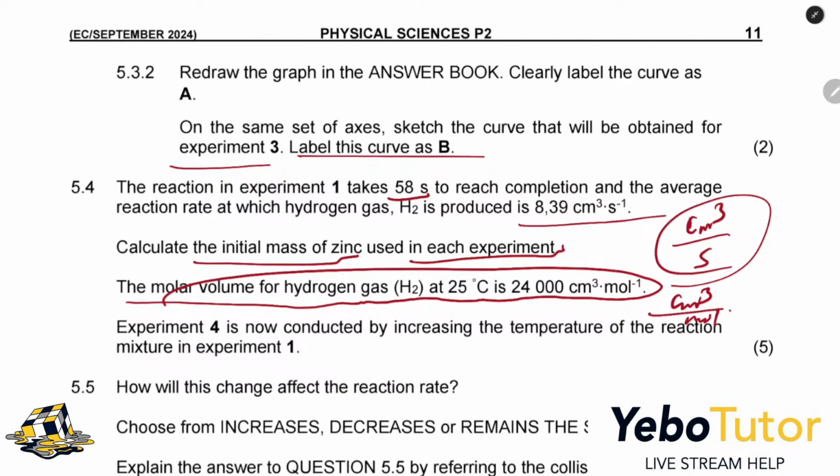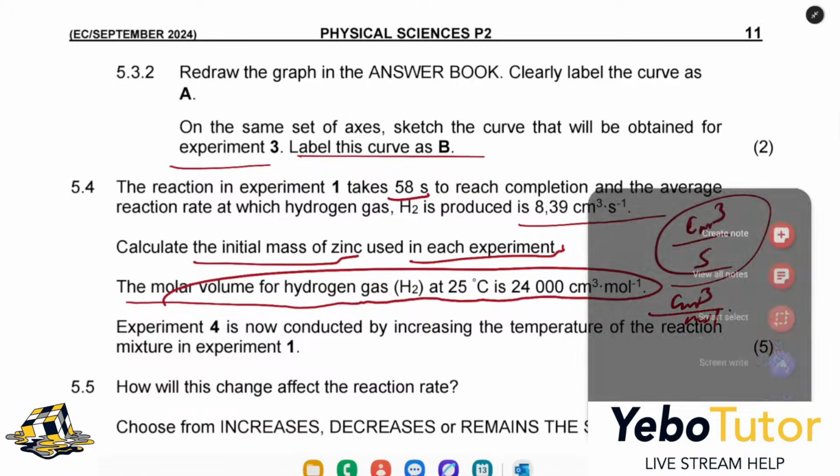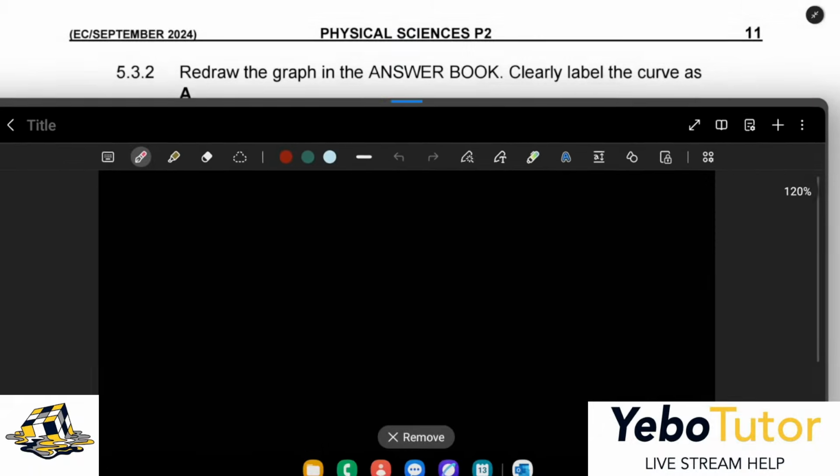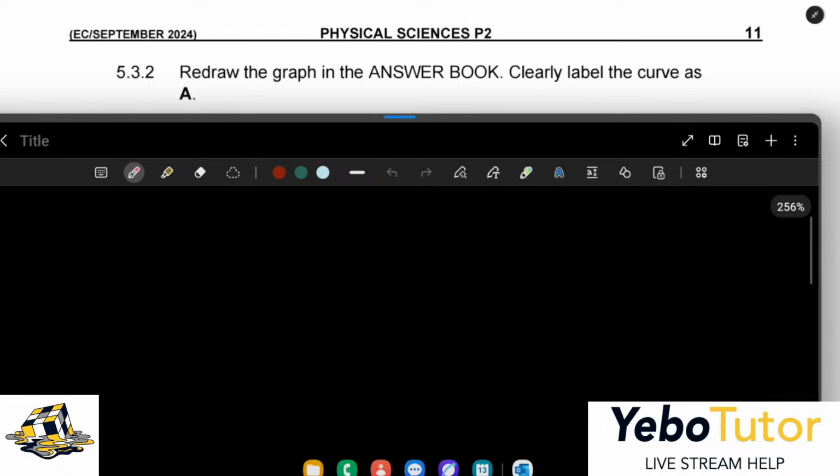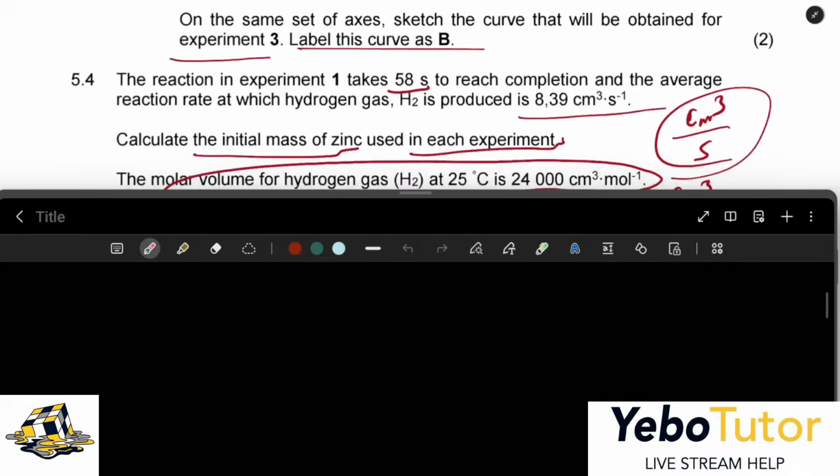Okay, experiment 4 is now conducted. So now we are just doing this part first, because they say calculate the initial mass of zinc. How do we calculate the initial mass of zinc, guys? Easy stuff. What do we know about this question? Let's open a new note so that I can write. On this specific question, we need to write on a big page, so we can see what we are given.